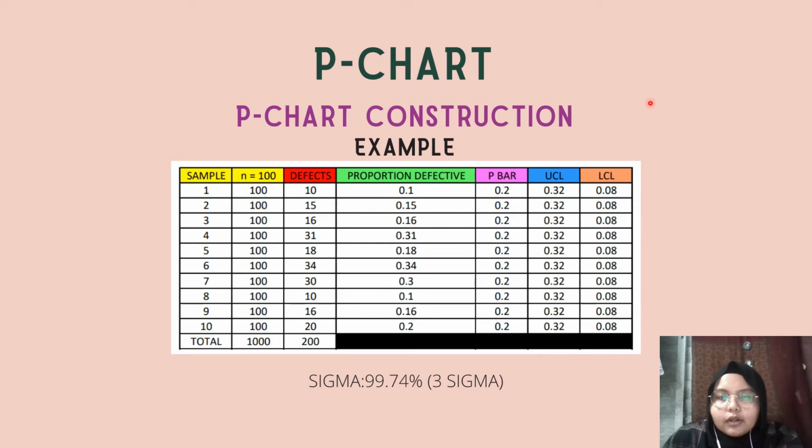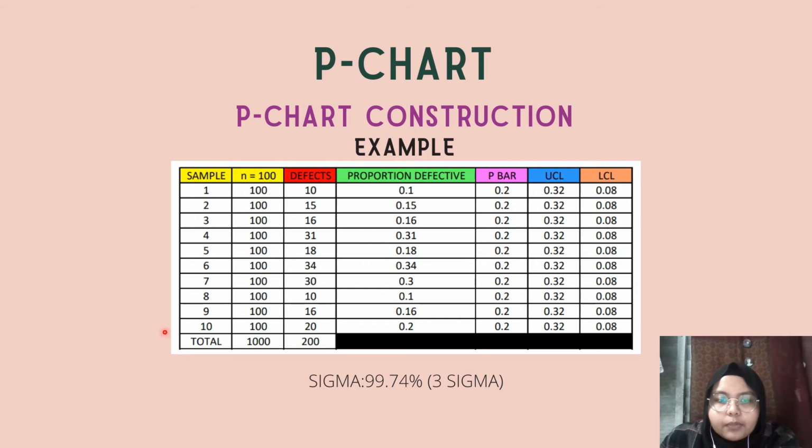This is an example of P-chart construction. I have used a spreadsheet in order to create the P-chart. Firstly, I have to create a table which consists of sample, n equals 100, defects, proportion defective, P bar, UCL, and LCL. All of this is needed in order to create the graph.